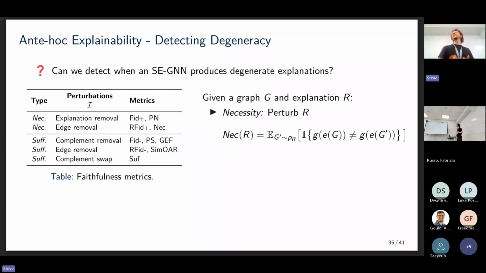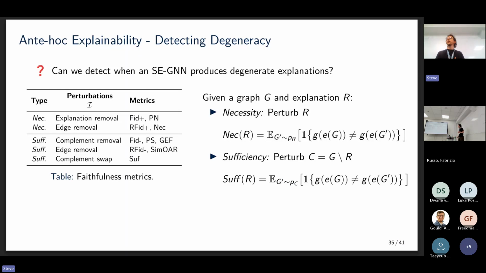So that's good. Sufficiency is the dual of necessity. You apply the same operations, but instead you keep the explanation fixed, and you start perturbing the complement. So you sample the perturbed graph from a distribution that applies perturbations to the complement, and you're fine whenever the prediction is not changing.